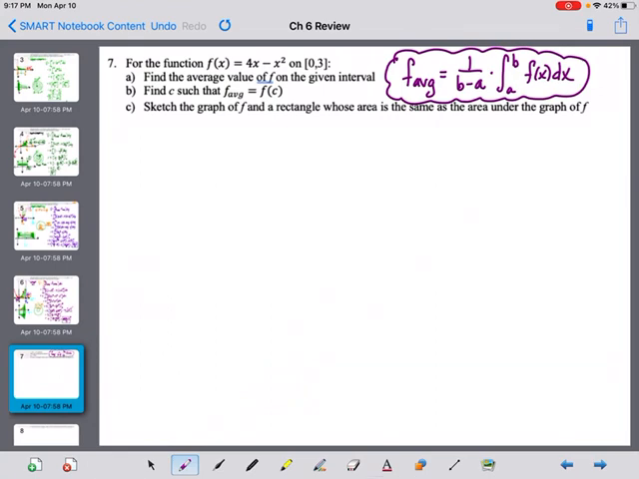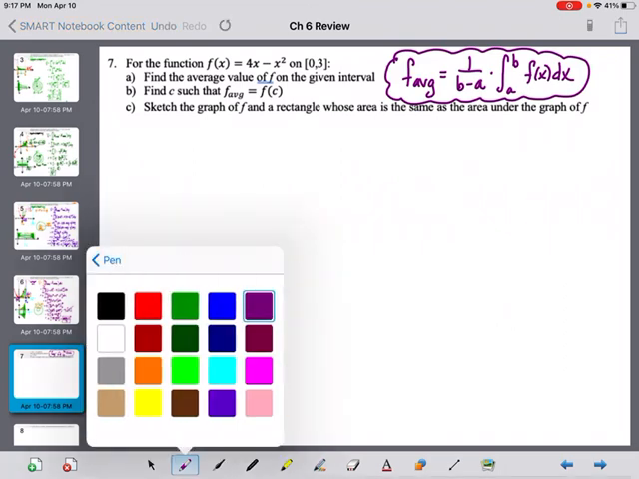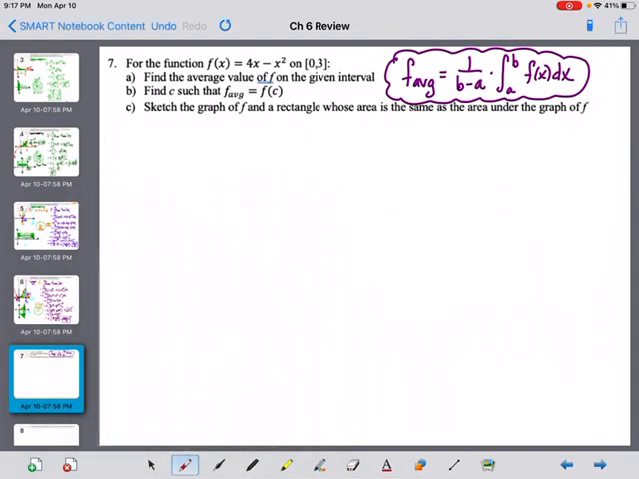In problem number 7, this is a three-step problem, kind of like we did in the notes. We're given a function f of x on an interval. We want to find the average value of f. We want to find c such that f average is equal to f of c, and then we want to sketch the graph of f in the rectangle whose area is the same as the area under the graph of f. So let's start with part A.